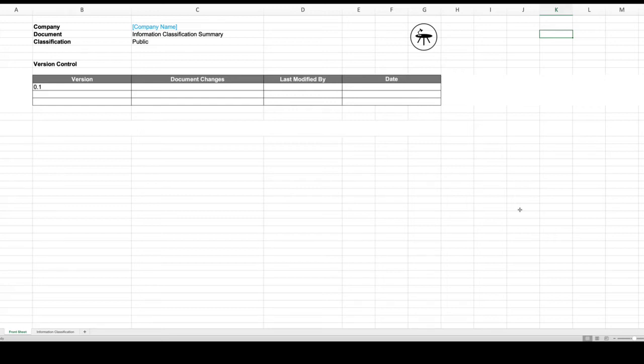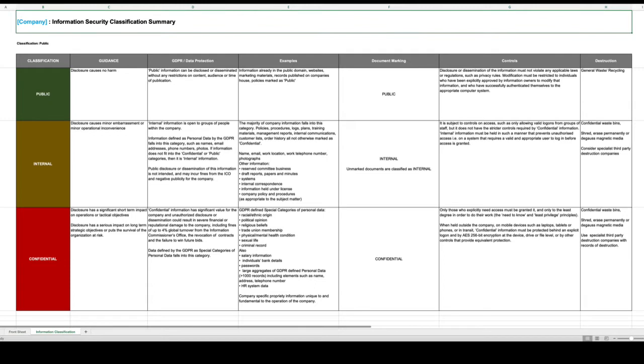The information classification summary document. So information classification is one of the early steps when building our information security management system, and we need to define our classifications for that information. The classification summary spreadsheet is pre-populated with the common classification types of public, internal, and confidential.